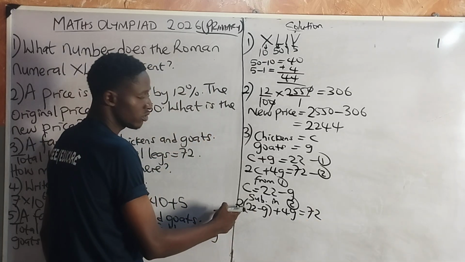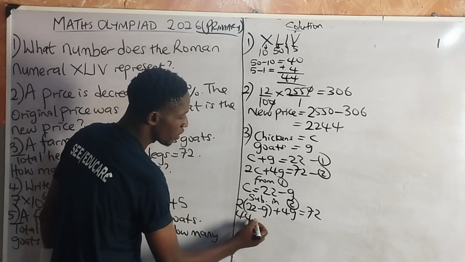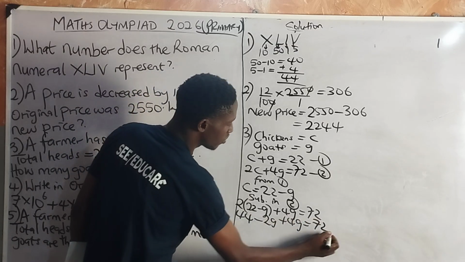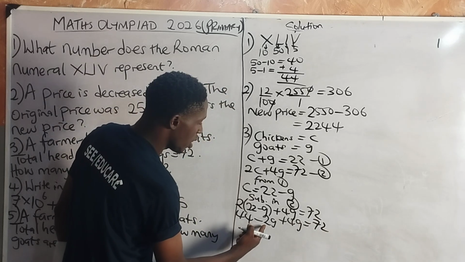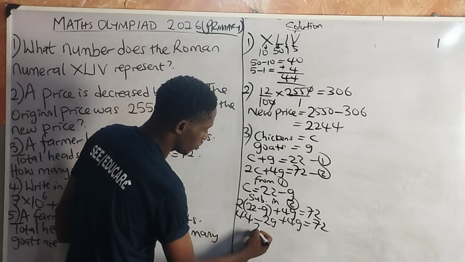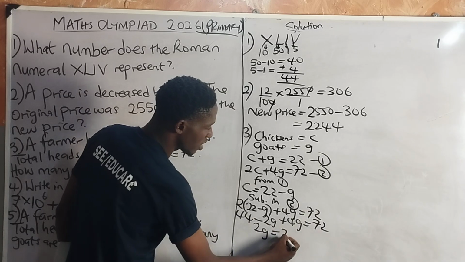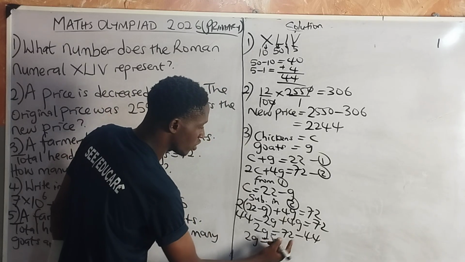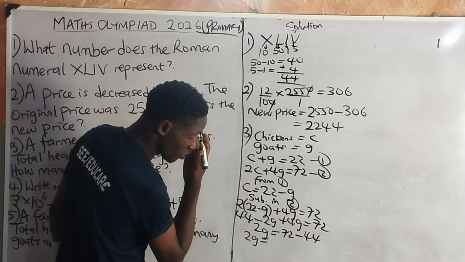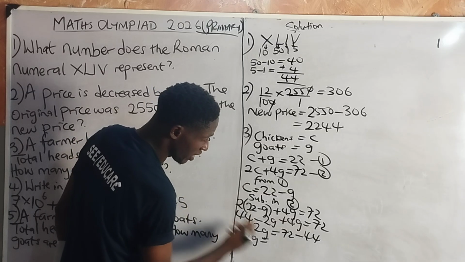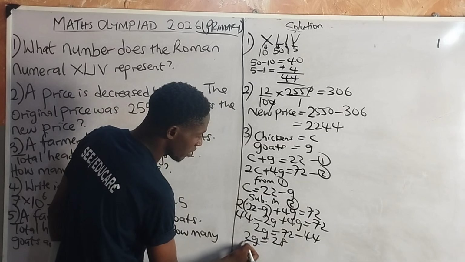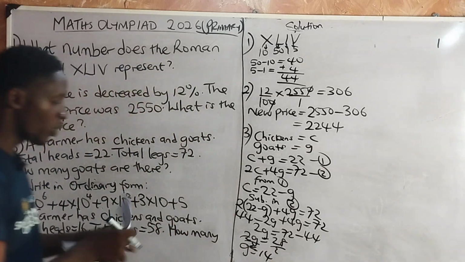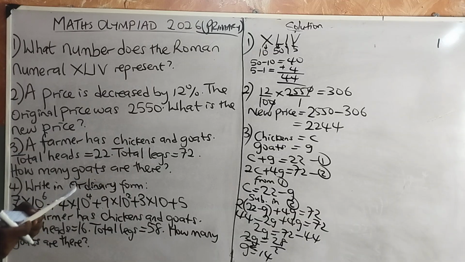Let's open the bracket. 2 times 22 is 44, minus 2 times G is 2G, plus 4G is equal to 72. Then collecting like terms, minus 2G plus 4G is 2G, is equal to 72 minus 44. So I have 2G is equal to 72 minus 44, which should give us 28. So when we divide both sides by 2, our G will give us 14. So we have 14 goats there.